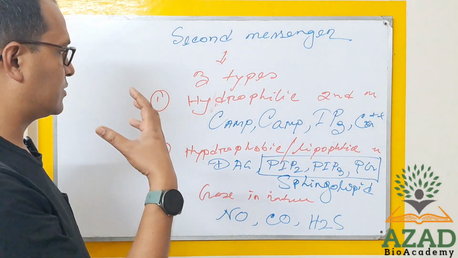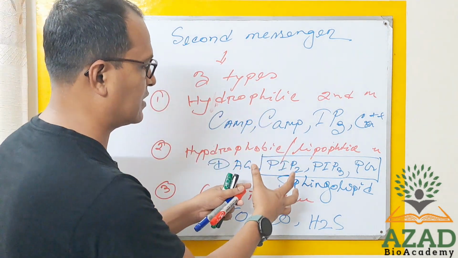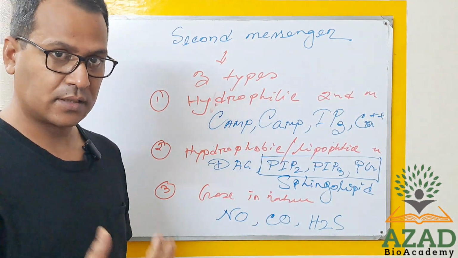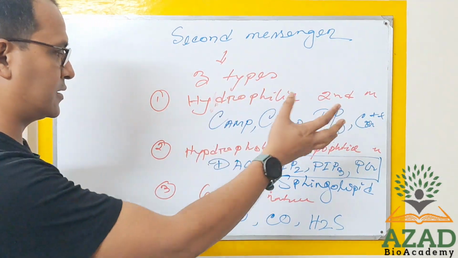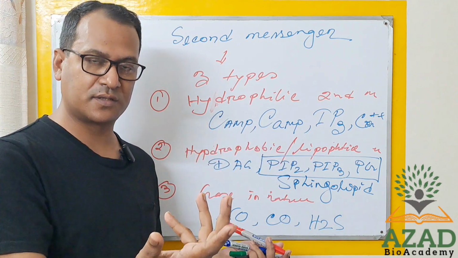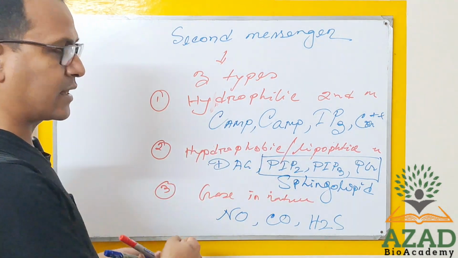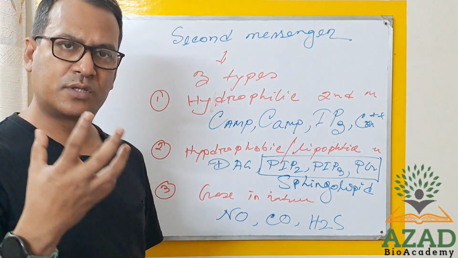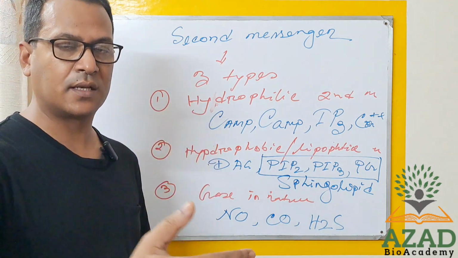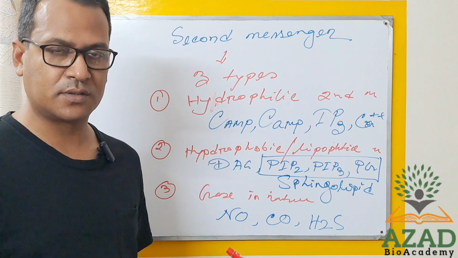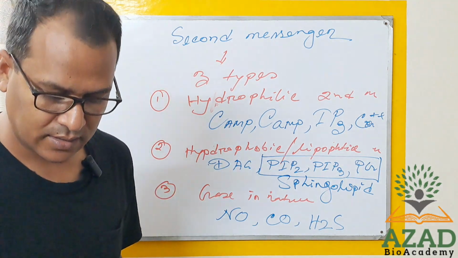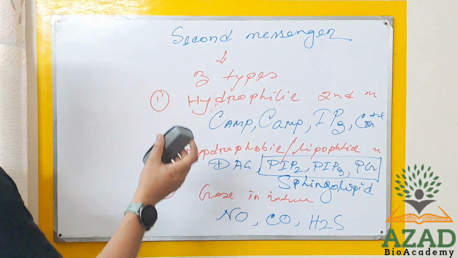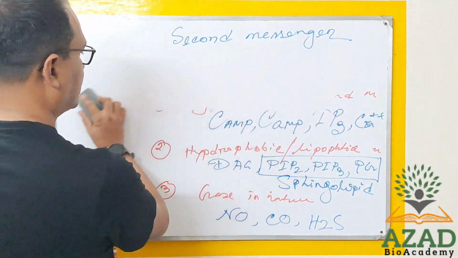Today I will try to make clear why these are second messengers, and why not others. Suppose you think about protein kinase A, protein kinase B, protein kinase C, or actin, myosin, and other substances which are very important for the signaling pathway but are not considered second messengers. Why? Okay, so now come to the point: second messenger.